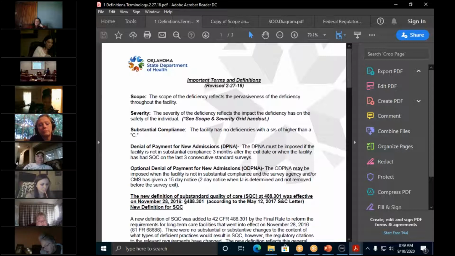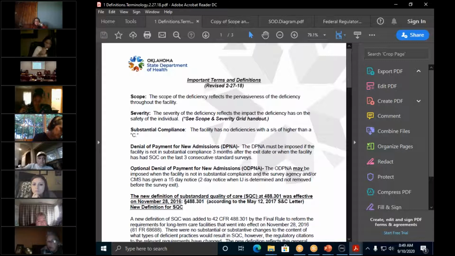The next one on here is optional denial of payments for new admission, or ODPNA. This can also be called discretionary DPNA in some of the letters, because they have to change the verbiage in the state versus to get it the same as CMS right now. So everything has to go through a legal process. It's the same thing. Optional and discretionary is the same thing.